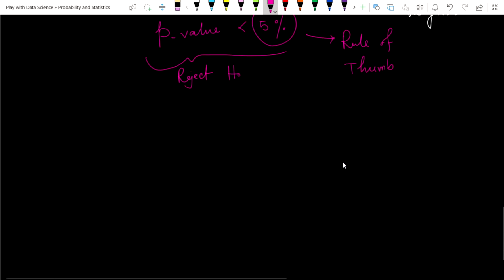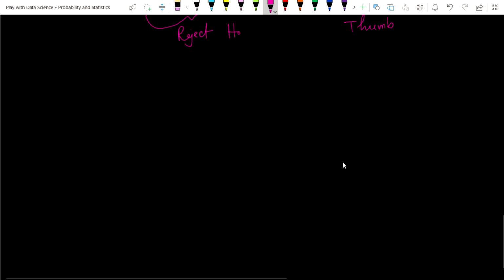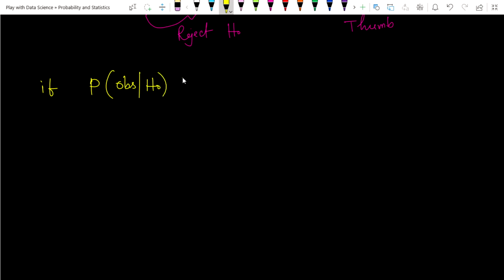So this is the rule of thumb. What we get is that if our p-value, the probability of our observations when we assume our null hypothesis, is less than 5%, then our null hypothesis is rejected.